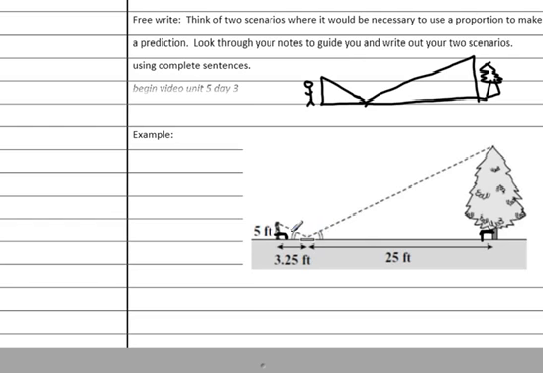So what we have here are similar triangles, one formed by a person and his shadow, and the other formed by a tree and its shadow. So after you've drawn the picture, label that the person is 5 foot tall. The length of his shadow will be 3.2 feet, and the length of the tree shadow will be 25 feet long, not tall. And the question that I'd like for you to answer would be, how tall is the tree?